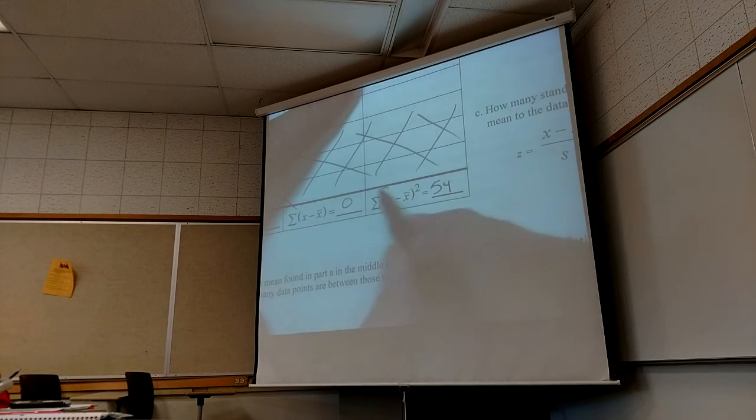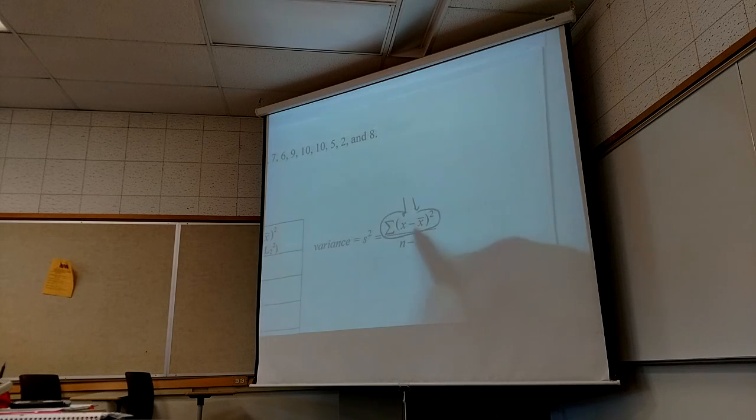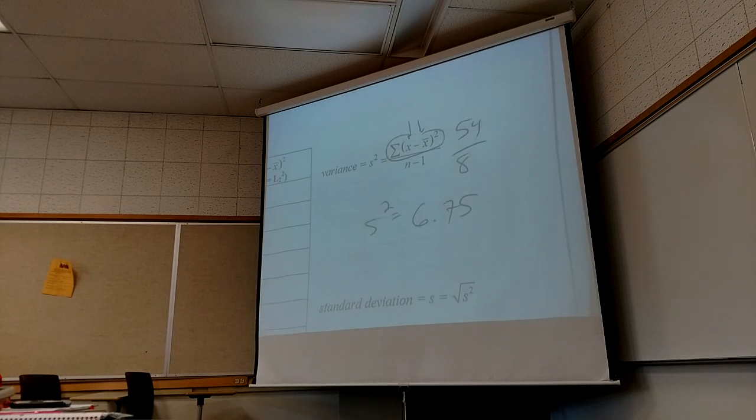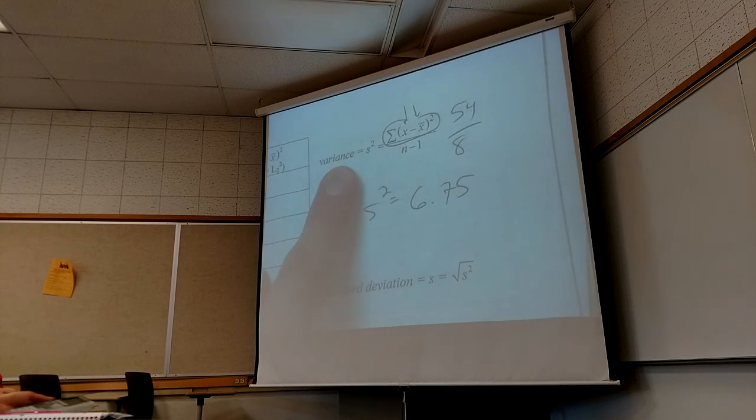That's why I try to get you guys to write the symbol for what it is that you just did. Don't just put a 54. Tell yourself what it is. Wherever you see that, you replace it with what it is. And what's n minus 1? 8. So s squared is 6.75. 6.75, I like it. That is the variance. Now, right now, the variance doesn't mean a thing. It's like a middleman. It's like we're not done with the problem. Later in the semester, we'll talk about what the variance by itself means.